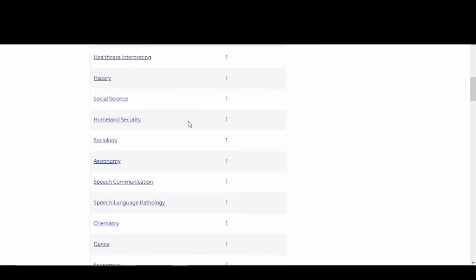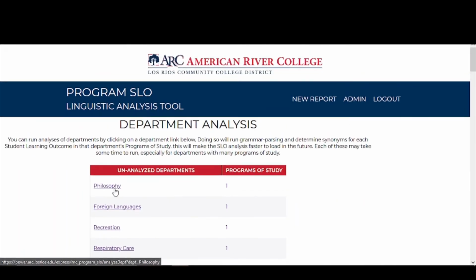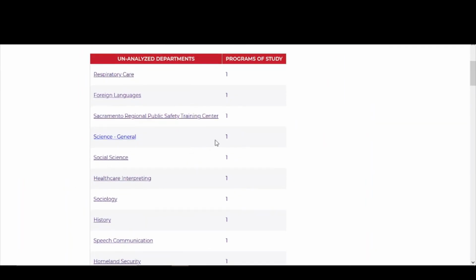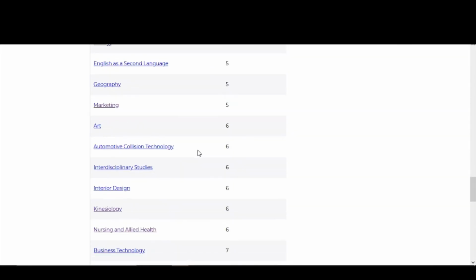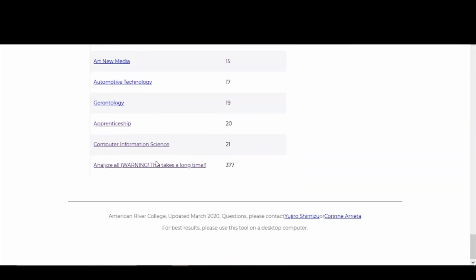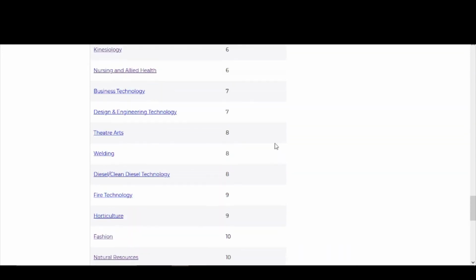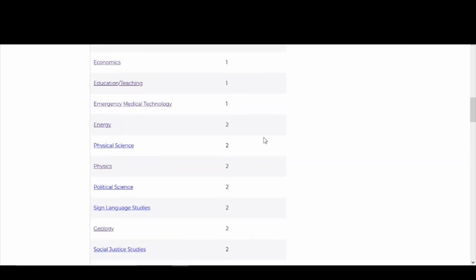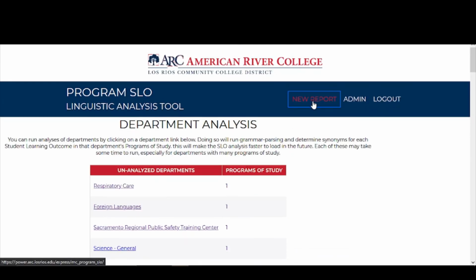And there we go. Some of them will go a little bit faster since it's already done. See, recreation major, that's an interesting one. I haven't heard of that. So yeah, 377 total programs of study. That's a lot. And this just helps make it all load a little bit faster.